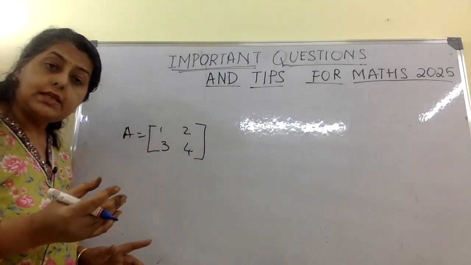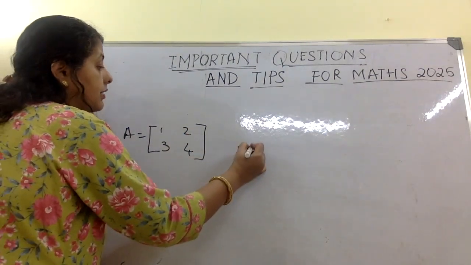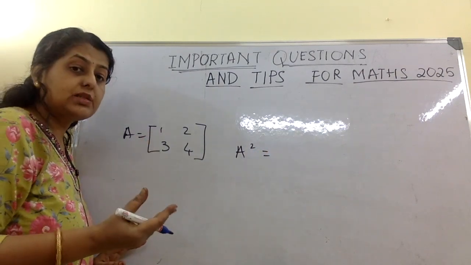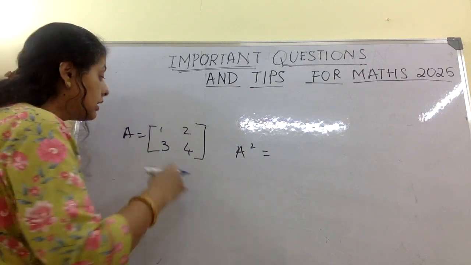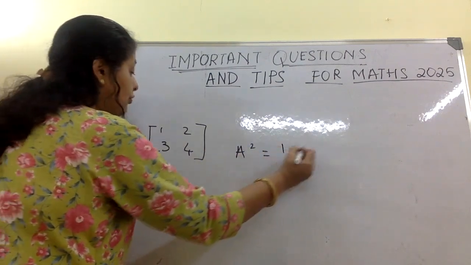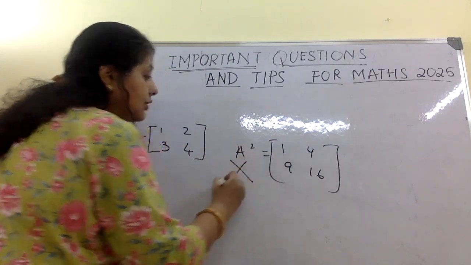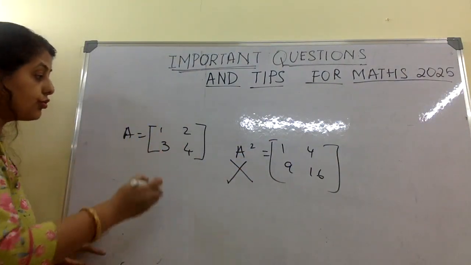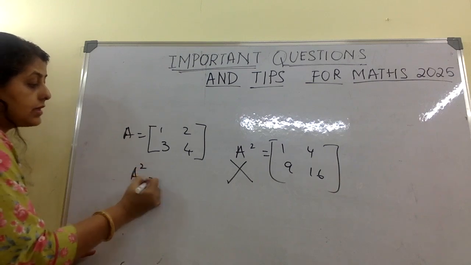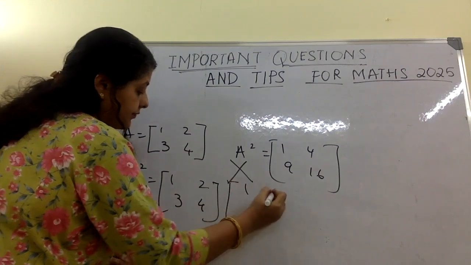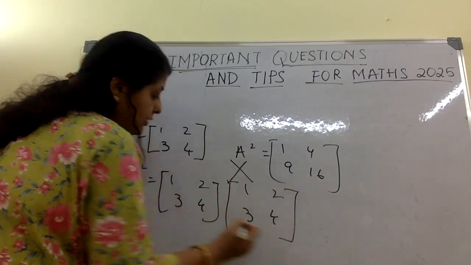First thing, one mistake that people make, A square. You know what they do? Maybe you are not doing it, but there are people who make this mistake in a hurry. Sometimes you do it. What you do is you square the elements: 1, 4, 9, 16. No. This is absolutely wrong. What you should do is, A square is, you have to put them like this. And then do multiplication.